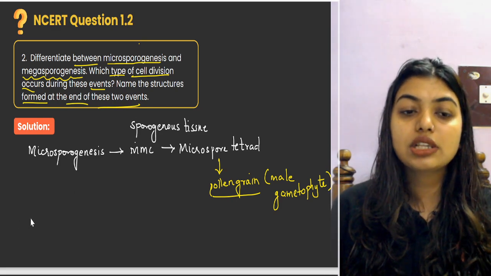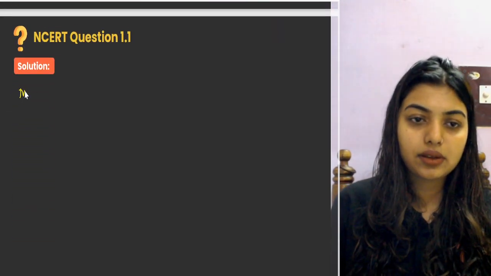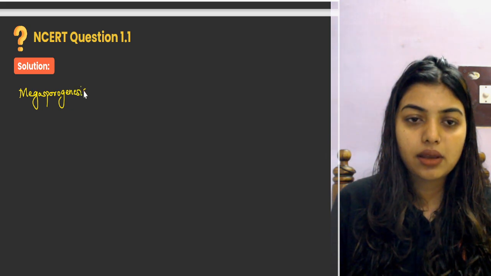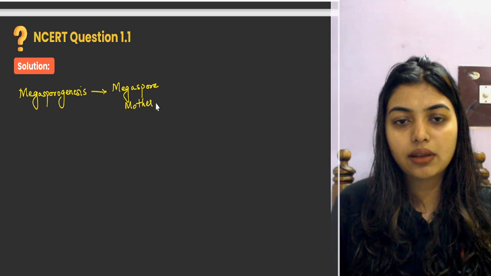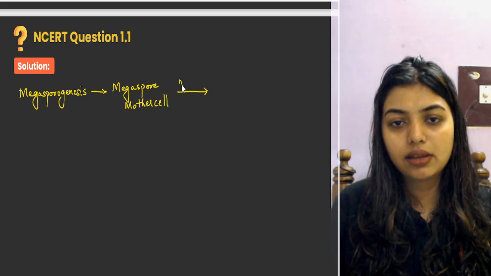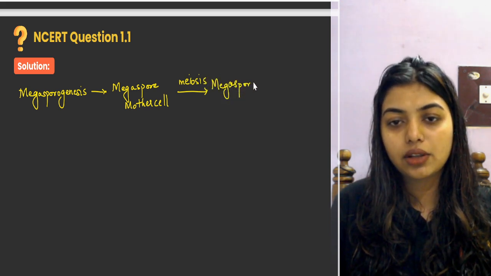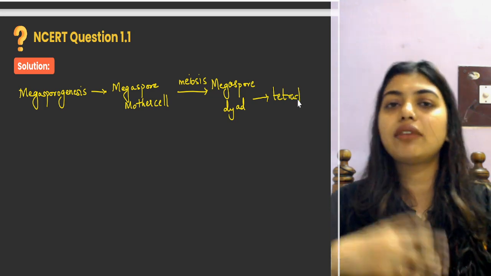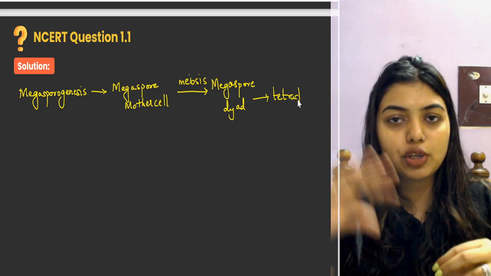Second question: what is megasporogenesis? Megasporogenesis is where the megaspore mother cell undergoes meiosis to form, very important, the megaspore tetrad. First a dyad will be formed, students, then the tetrad, but you can directly write tetrad because you do not want confusion about whether it is mitosis or meiosis. To avoid that confusion, just write: the megaspore mother cell, with the help of meiosis, will form the megaspore tetrad.